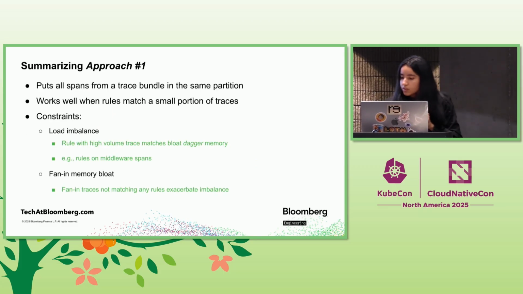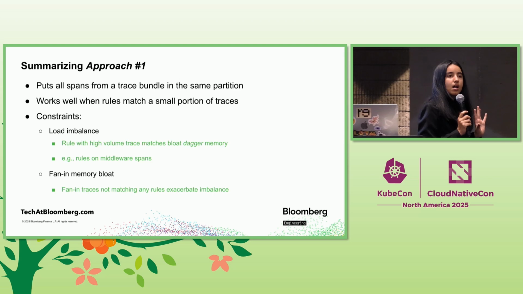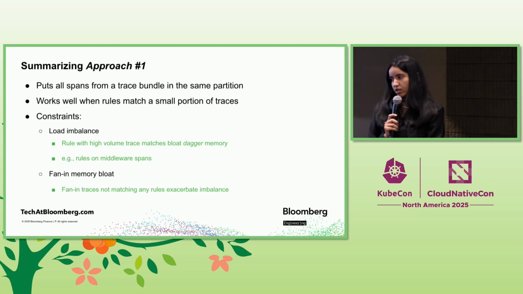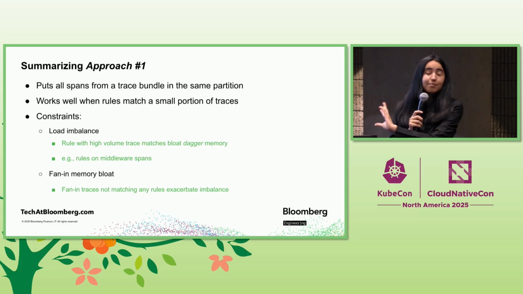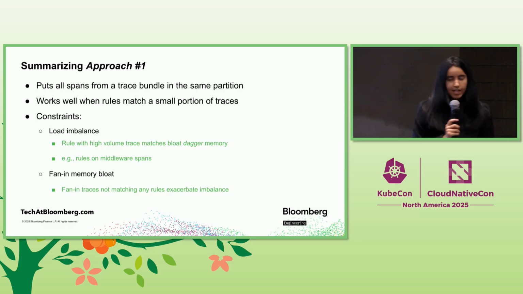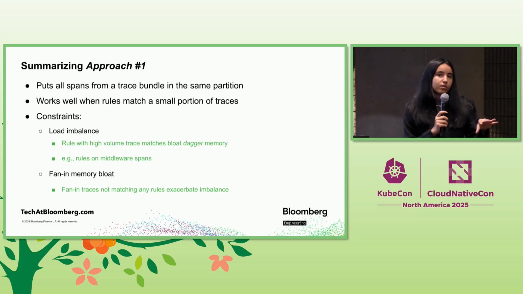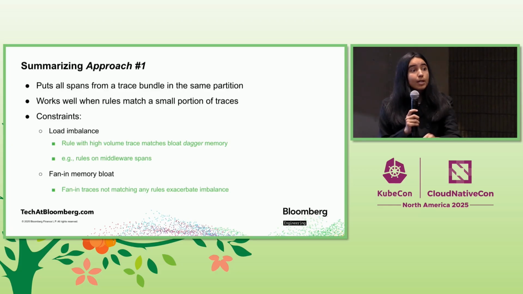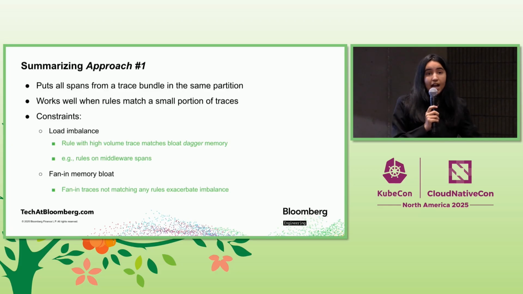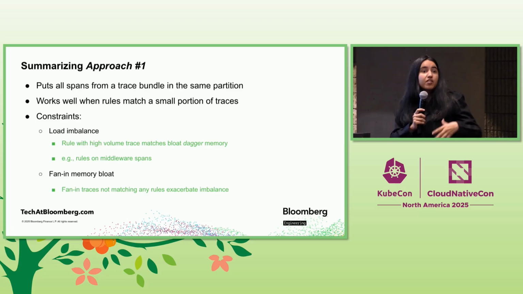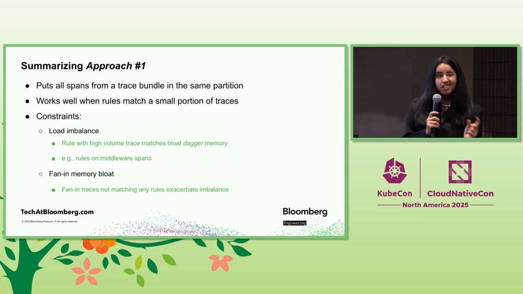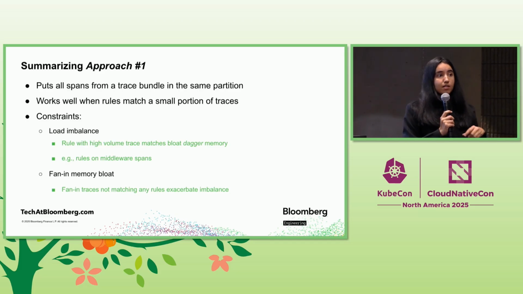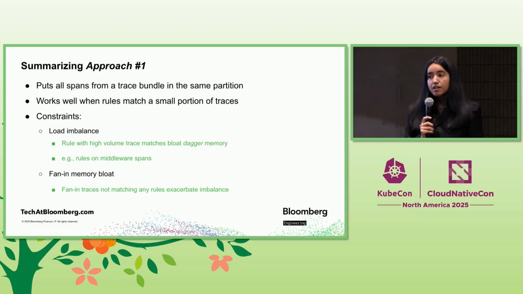Now, to quickly summarize, this approach works well when your rules match a small portion of your traces. So for example, if you had a rule that maybe included middleware spans that show up in pretty much all the traces in your firm, right? That would be a very heavy rule with a lot of matches, so that can lead to load imbalance in the Dagger pods. And this imbalance can be further exacerbated by fan-in blowup.